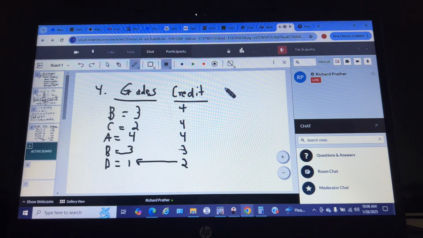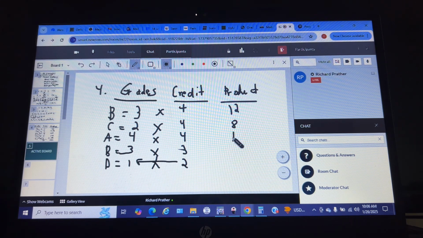Very similar to number 3, you just make a product column. Multiply this out. 4 times 3 is 12. 2 times 4 is 8. 4 times 4 is 16. 3 times 3 is 9. It's supposed to be a 16. And 1 times 2 is 2.